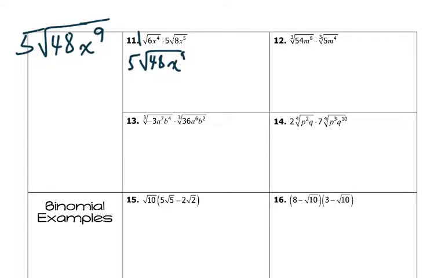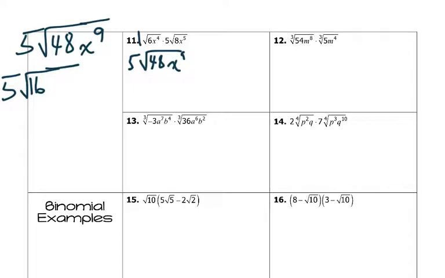All right, so here we go. 5. Now, is there a perfect square? Is 48 a perfect square? No, it is not. Is there a perfect square inside of 48? That is a factor of 48. Yes, 16. 16 times 3. So 16 is the perfect square. So I'm going to go ahead and put that here. 16.